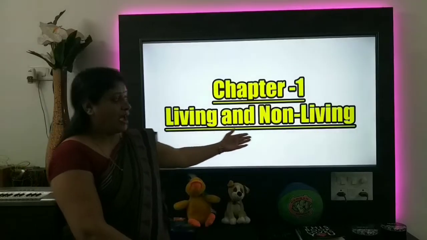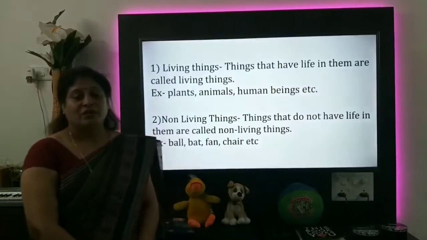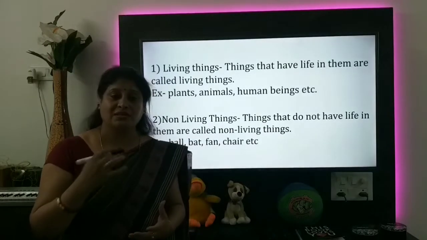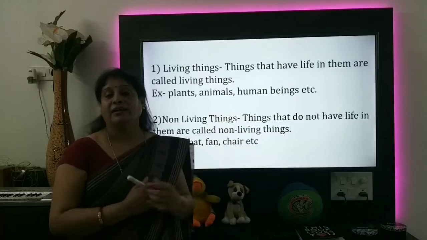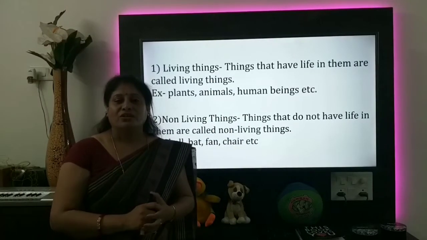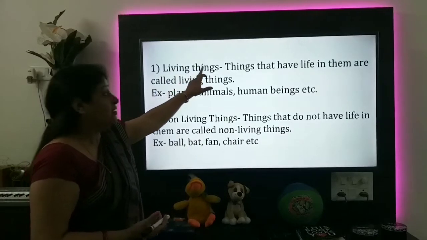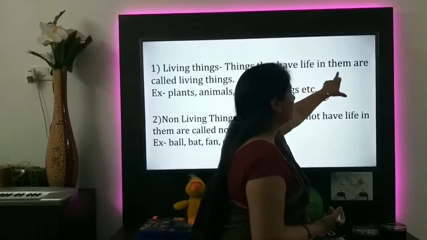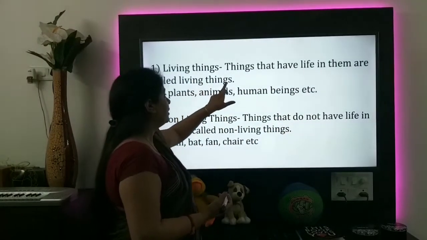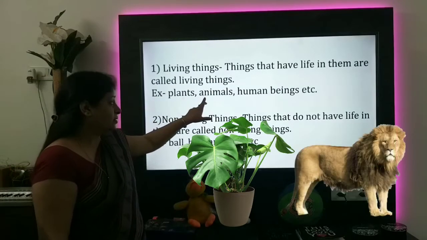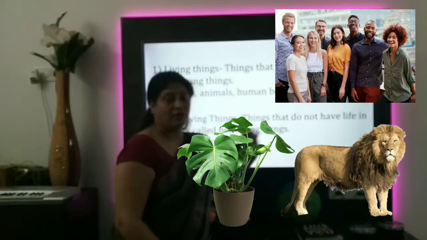Okay, children, today we are going to start our first chapter of science, that is living and non-living. So, children, let us recall what we have learned in our previous class about living and non-living. Okay, children. So, what are living things? Living things. Things that have life in them are called living things. And examples are plants, animals, human beings, etc.